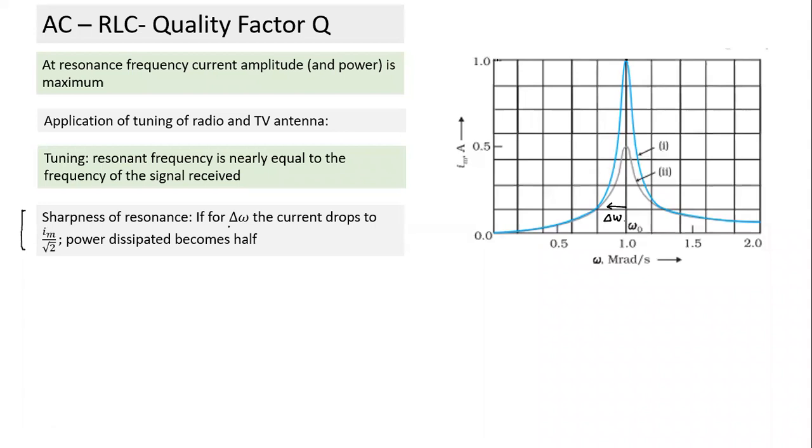So if this value is 1 divided by root 2, maybe something like this, this is Im by root 2. This is Im, in blue color. This becomes Im by root 2. So what is my delta omega? This is my delta omega.